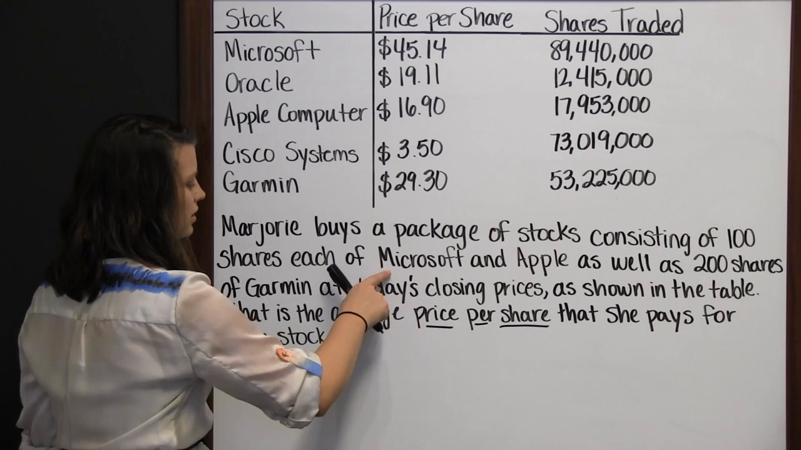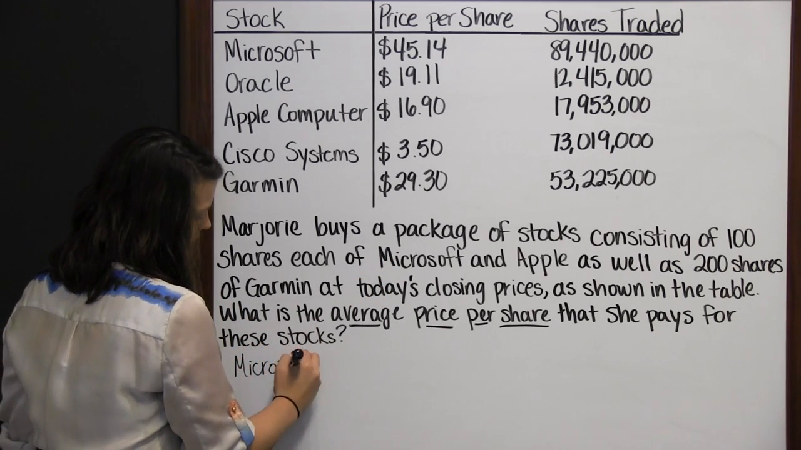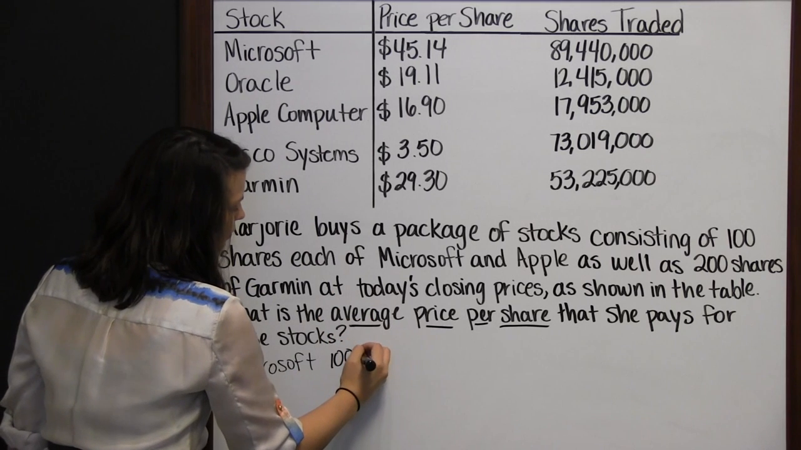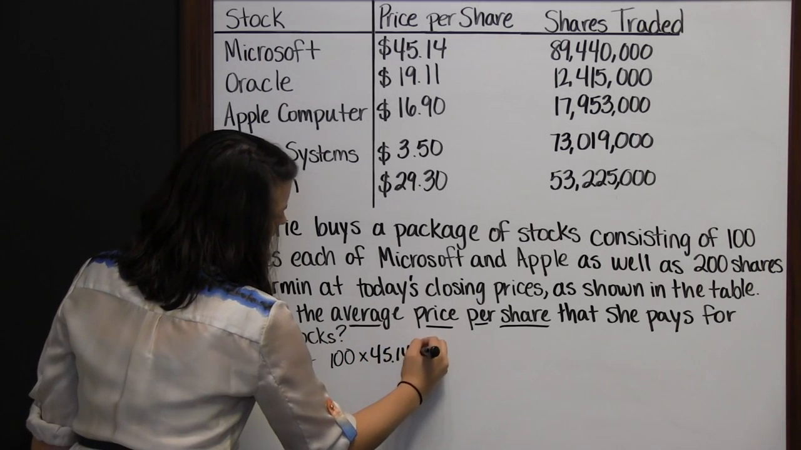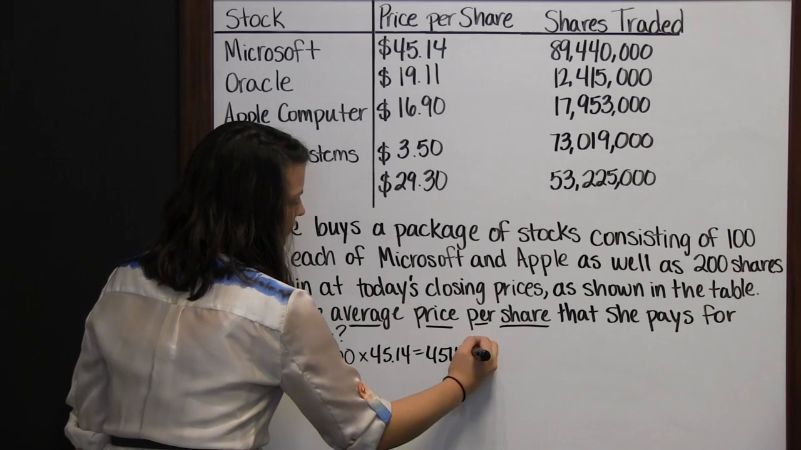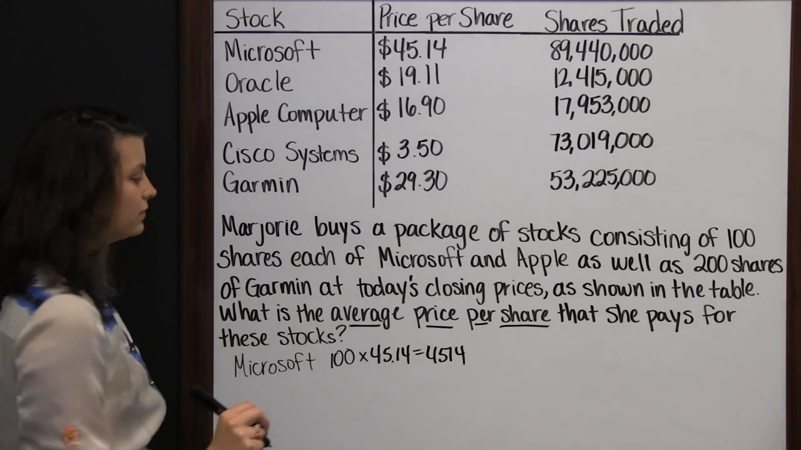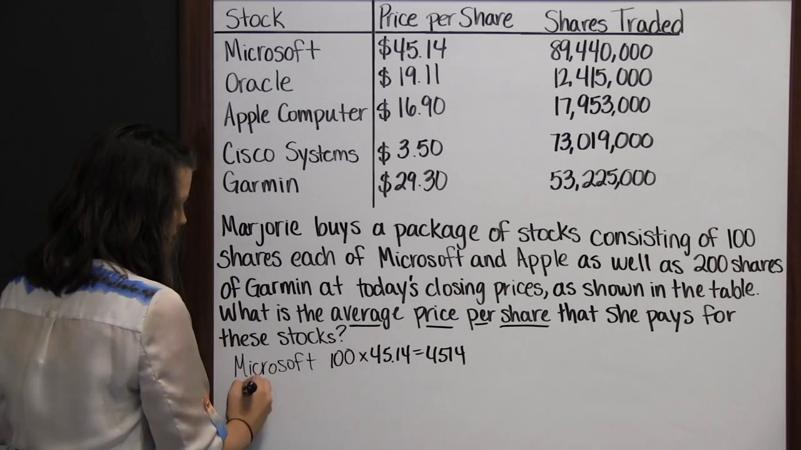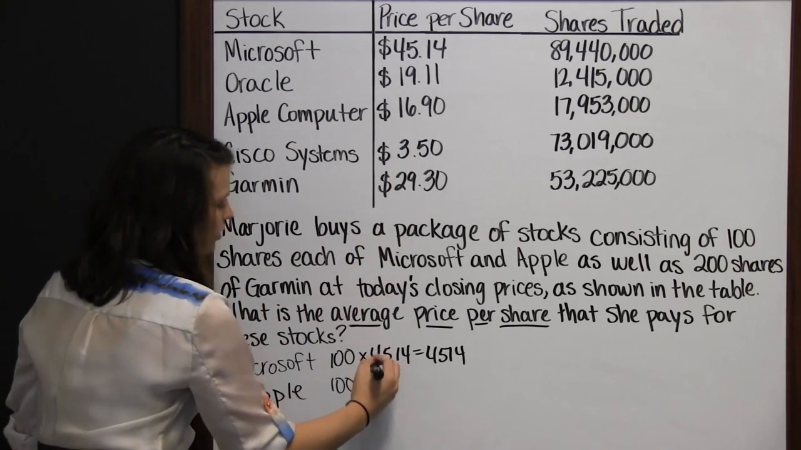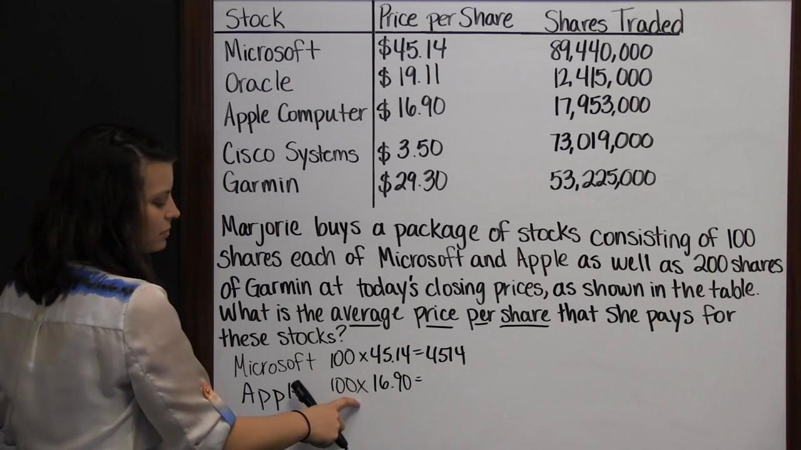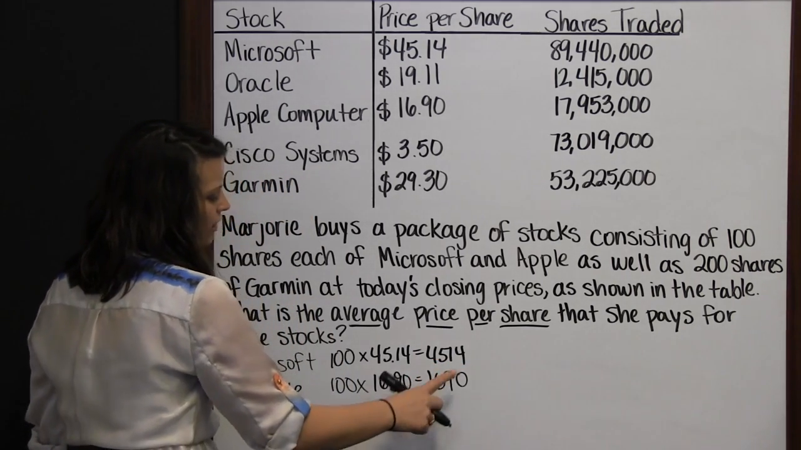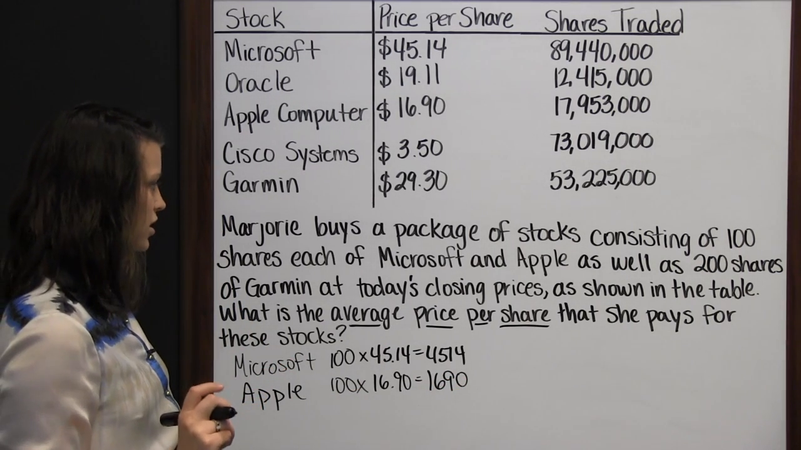So she got 100 shares of Microsoft. So let's start with Microsoft. She bought 100 shares for $45.14 each. So times 45.14. And multiplying by 100 just means you move that decimal two places to the right. So it's $4,514 that she spent on her Microsoft shares. She also bought 100 shares of Apple. So 100 times an Apple is $16.90. And again, multiplying by 100 just means to move that decimal two places to the right. So she spent $1,690 on her Apple shares.